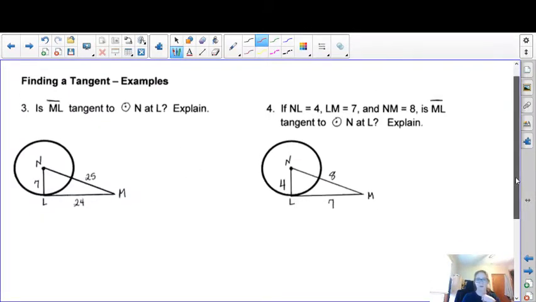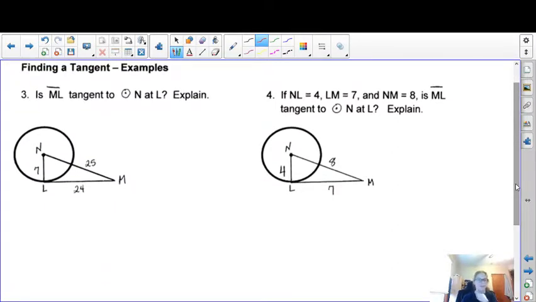On numbers 3 and 4, we're asked to determine whether or not the line is tangent at the specific point. So we're trying to figure out if ML would be tangent there. I see I have a triangle created. With tangency, it creates a 90-degree angle, and with 90-degree angles in a triangle, we have the Pythagorean theorem. We're going to use that to prove or disprove whether this line is perpendicular.